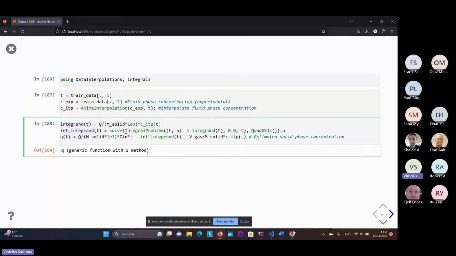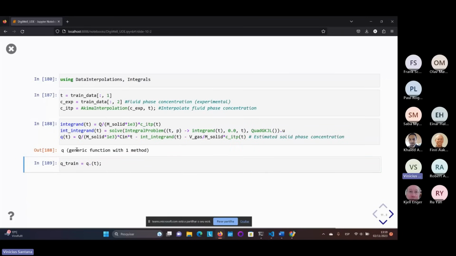So then I can set up the integral problem, and I can solve it from 0 to t, the time I want. So I actually built a function as a function of t that solves the integral from 0 to whatever time I want. So I put everything together to be able to estimate my non-observed state from my observed state.